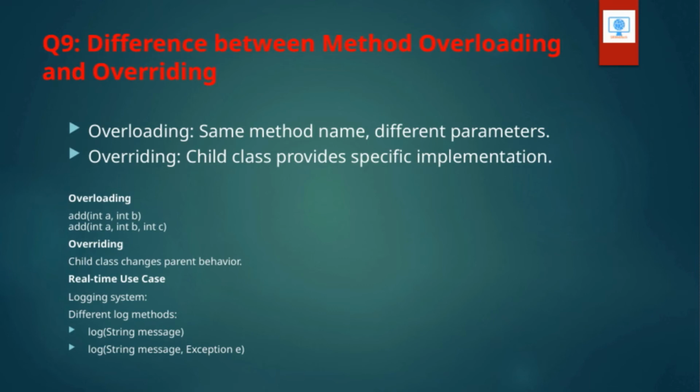On the other hand, overriding is when a child or subclass provides a specific implementation of a method that is already defined in its parent class. This is useful when we want the subclass to behave differently for a particular method, customizing its functionality while maintaining the overall structure. Now, a real-world example of overriding could be a logging system.